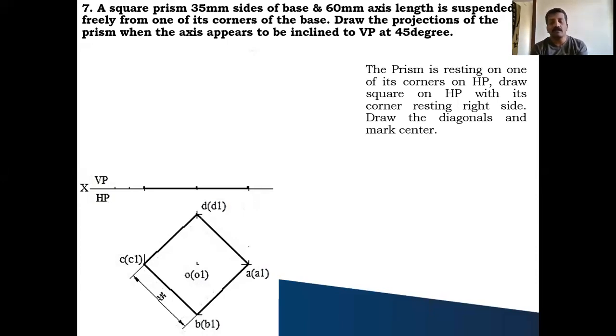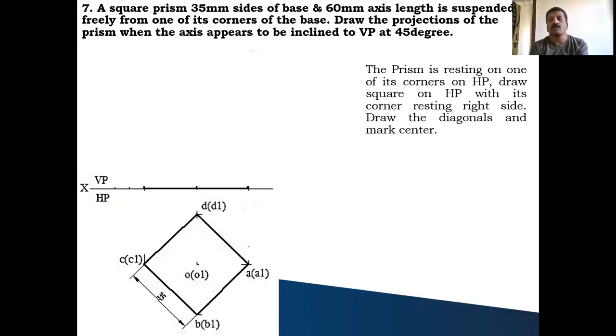So let us discuss the square prism. The same procedure holds good for the pentagon as well as the hexagon prism. So I have taken one example. The question goes like this: a square prism, 35 millimeters side of base and axis height 60 millimeters, is suspended freely from one of its corners of the base. Draw the projections of the prism when the axis appears to be inclined to VP at 45 degrees.